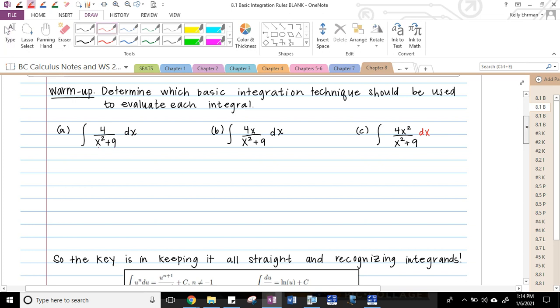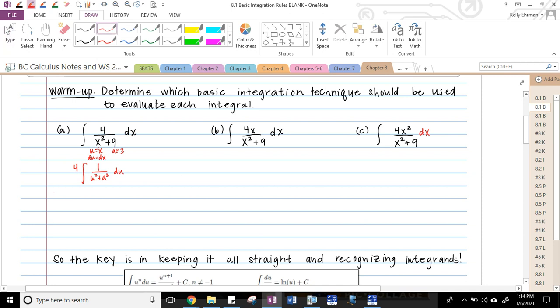So if we look at this where u is x, a is 3, and du is dx, we can set up this problem. You can pull the 4 out in front if you want. 4 times the integral of 1 over u squared plus a squared, and then dx can just be du because they're equivalent. And that's arctangent.